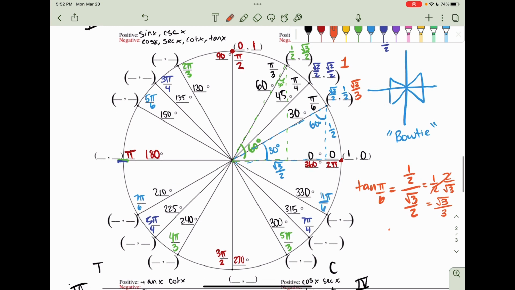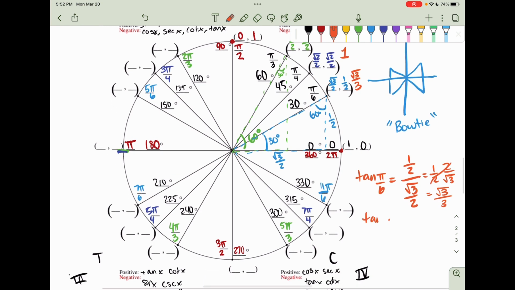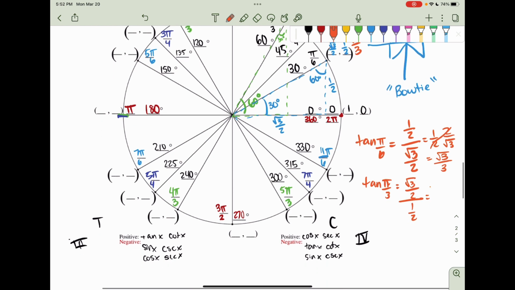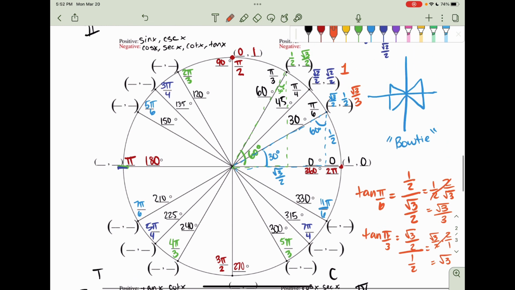Now the tangent of pi over 3, I'll also do off to the side, will be square root of 3 over 2 times y over x, 1/2. And so here we end up with the square root of 3 over 2 times 2 over 1. So the 2's simplify out, and it's just root of 3. So all the tangent of pi over 3 reference angles will be some sign of root 3.